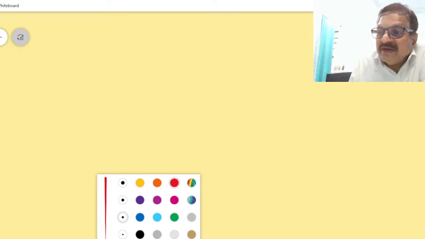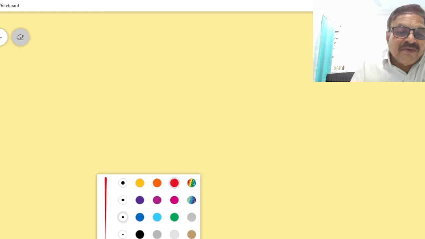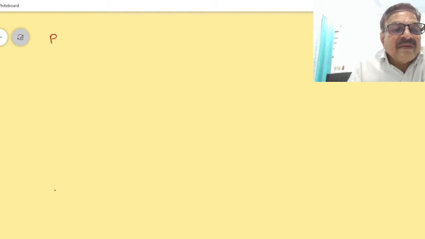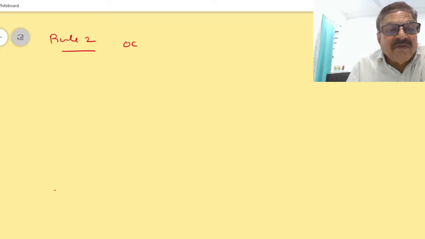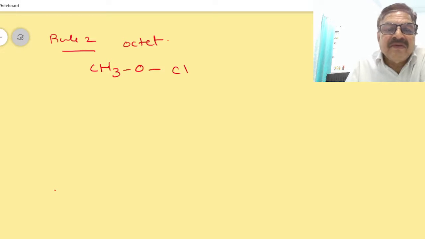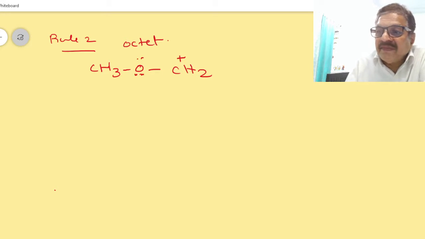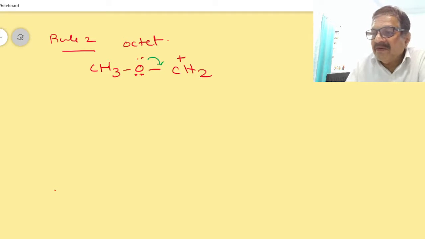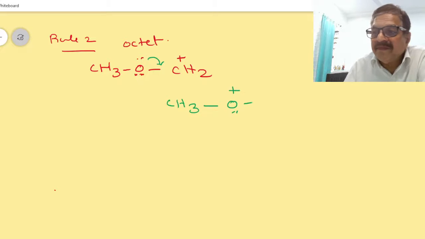Now, a resonance structure in which every atom has an octet. Rule 2 is the octet rule. Every atom should have an octet, as simple as that. Now if you take a structure of this nature, CH3, O, CH2 plus, these electrons can go like this to the positive charge. So the structure will be CH3 O plus double bond CH2. Now this will be more stable.